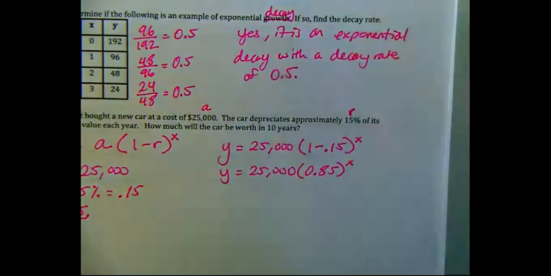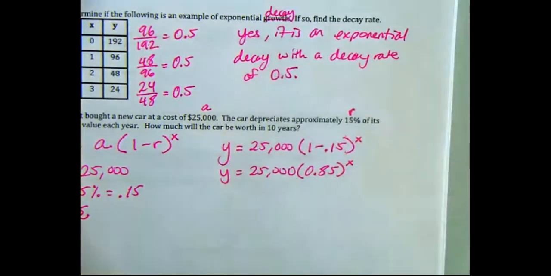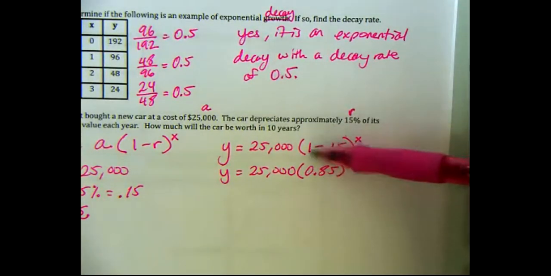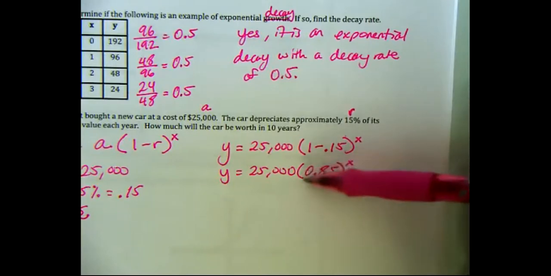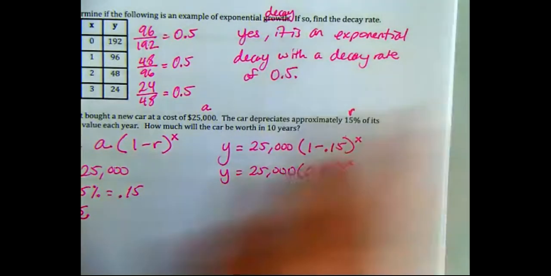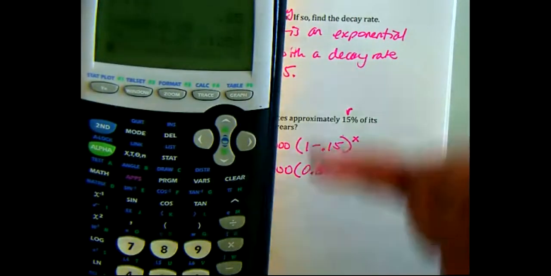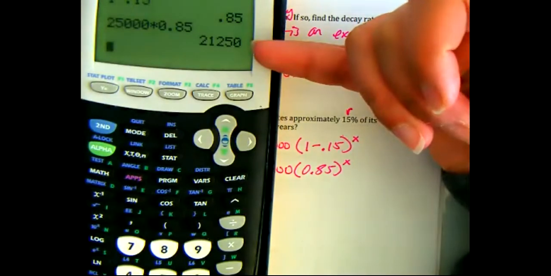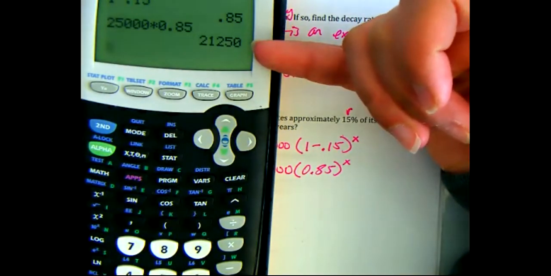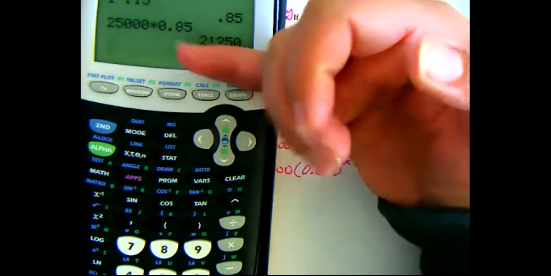In the growth, our b was greater than 1 because that 1 acknowledged the whole, the starting amount. In this case, we're talking about the amount that's going to be left over. So if I did 25,000 times 0.85 for the first year, this is how much the car would be worth after the first year. So I'm calculating how much is left over.